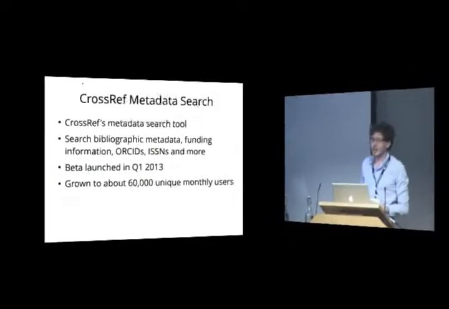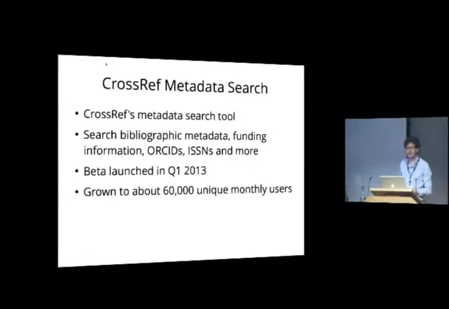So this is a metadata search tool. It's not really a discoverability tool. It's in some ways more of a reporting tool because it doesn't actually index full text content. It just indexes the metadata that CrossRef collects. In fact, it indexes pretty much all of the metadata that CrossRef collects. So that's bibliographic metadata, scholarly literature, various forms of identifiers, ORCIDs, ISSNs, funding information, and so on and so forth. So you can search on all of those things, facet on all those things using this tool.